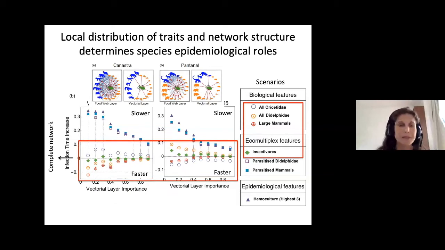They eat bugs. And for example, you can see that in the Canastra, the orange dots appear below the 0 line, and in Pantanal, they appear above. This shows us that the two communities experience different dynamics when we remove the species according to taxonomic and ecological traits, such as body size and diet. This means that it's the local distribution of the traits and the network structure that determine the species' epidemiological roles in the system. Therefore, we cannot make general assumptions about the relationship between species traits and epidemiological roles if we don't know the structure of the local communities.